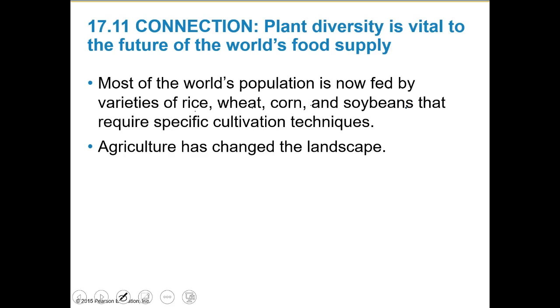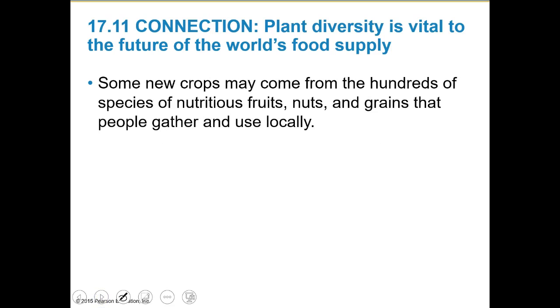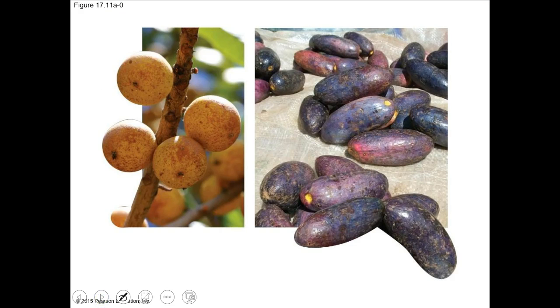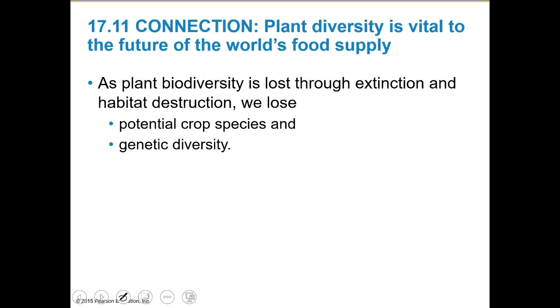When you clear out an area of all kinds of diversity and put one thing down, well, we're losing some of that diversity of plant structures. Some new crops may come from hundreds of species of nutritious fruits, nuts, and grains that people gather and use locally. So, if you can use local stuff, cool. I forget what these are, but there are these purple potato type things that they eat in Hawaii that are absolutely delicious. Love it. As plant biodiversity is lost through extinction and habitat destruction, we actually lose some potential crops and we lose genetic diversity.